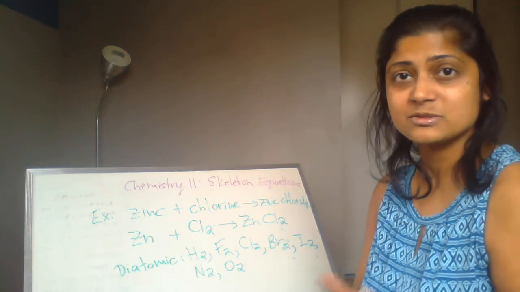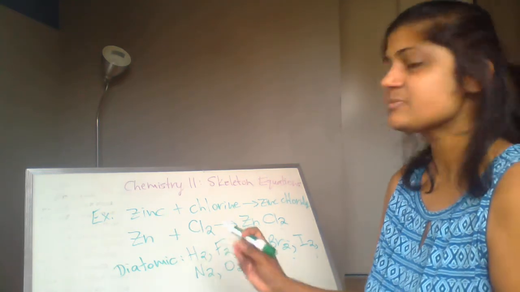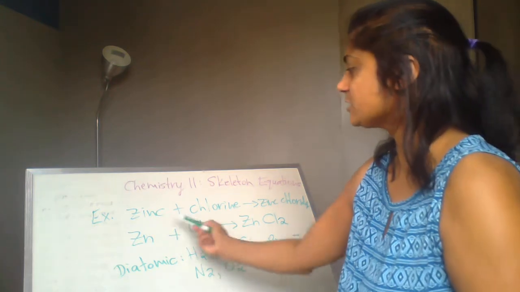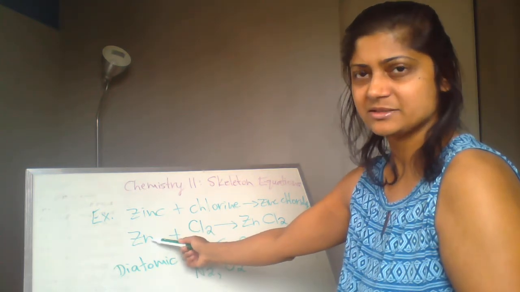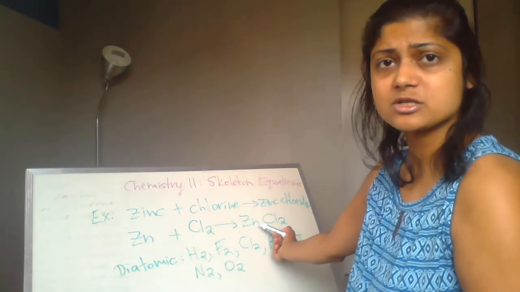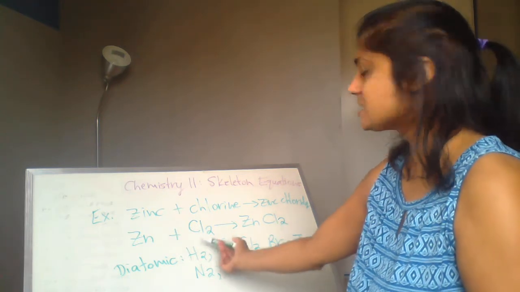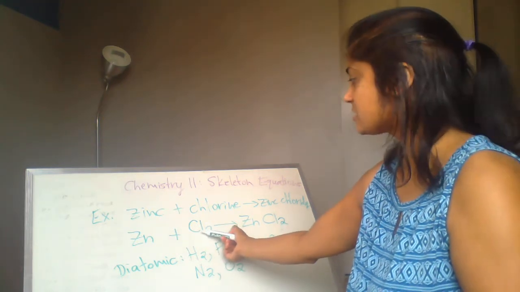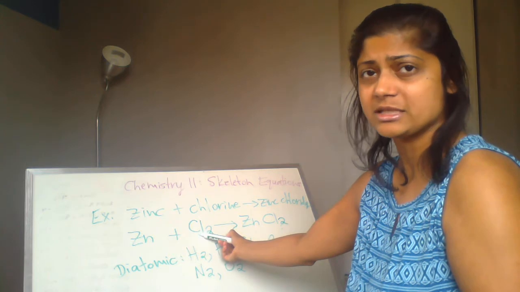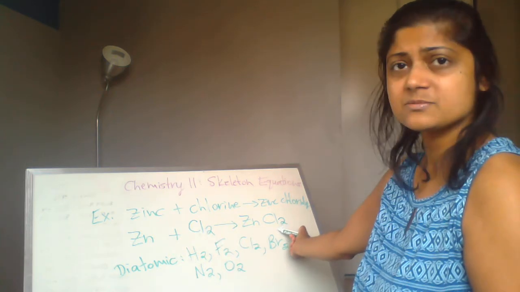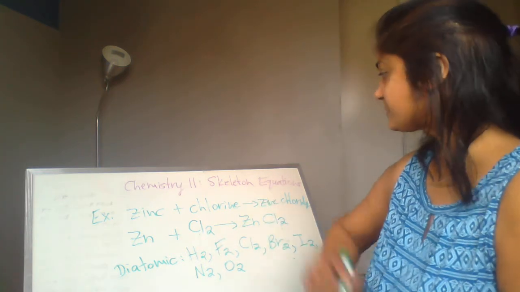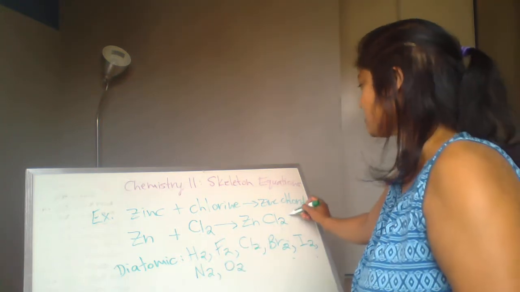Again, I wrote down the skeleton equation. I'm going to just make sure that it is balanced. On the left side, I have 1 atom of zinc. On the right side, there's also 1 atom of zinc. And then take a look at the chlorine. There are here 2 atoms of chlorine on the left side. There are 2 atoms of chlorine on the right side. So this is the balanced equation.